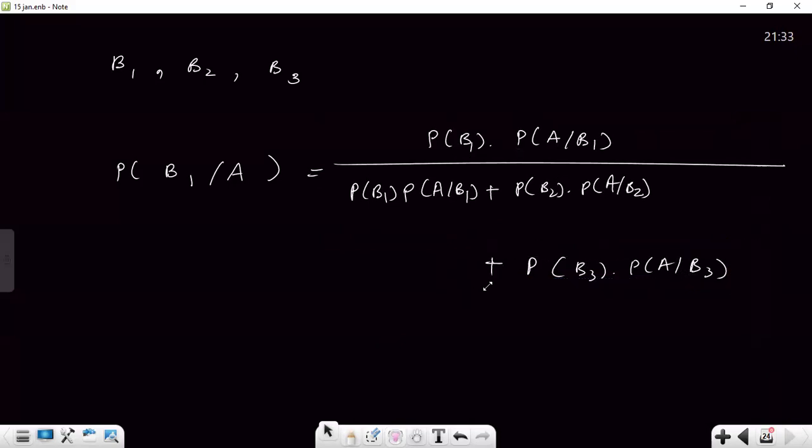Let's rearrange the formula for the beauty of expression. Is there any doubt in understanding the formula? No, sir. It's clear. Okay, so let's discuss an example.